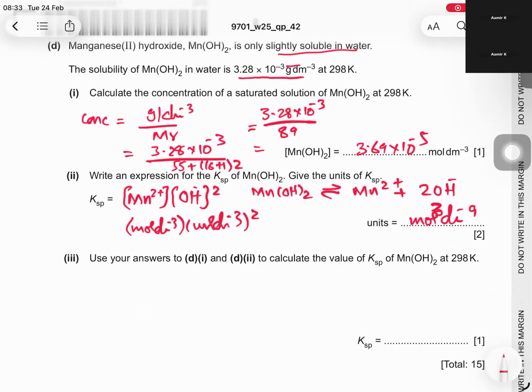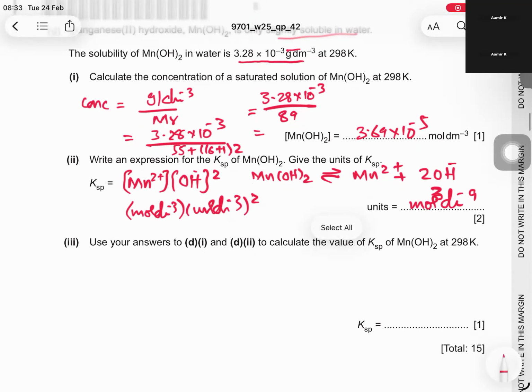Okay, use your answers to D1 and D2 to calculate the value of Ksp of manganese hydroxide at 298 Kelvin, right? So if you need to calculate the Ksp value, you need to have these values, manganese ion की or hydroxide ion की.